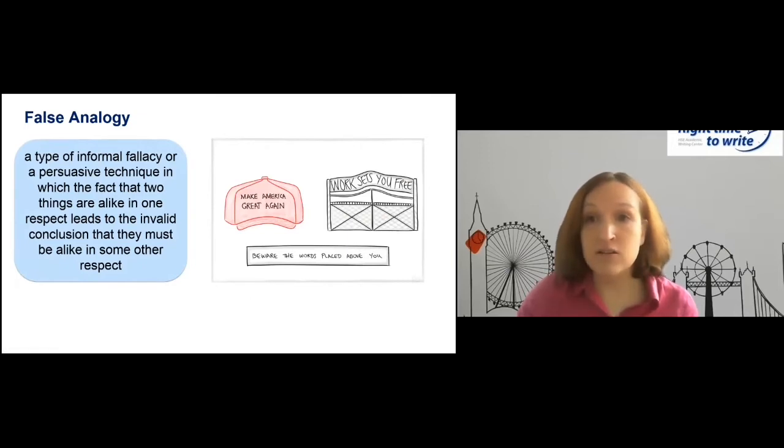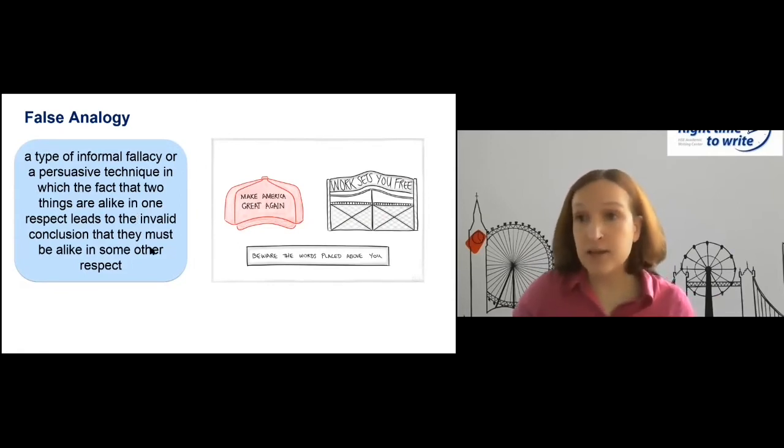I have prepared a picture for you, which also represents a false analogy, in my opinion. And it often appeals to emotions, of course. You can see here that it's not only a type of informal fallacy, it's also a type of persuasive technique, in which the fact that two or more things are alike in one respect, or maybe two respects, leads to the invalid conclusion that they must be alike in everything else.